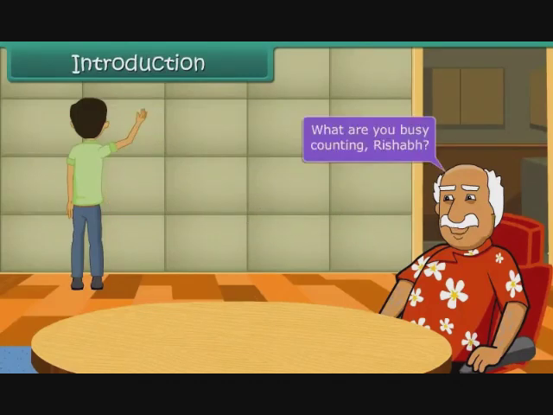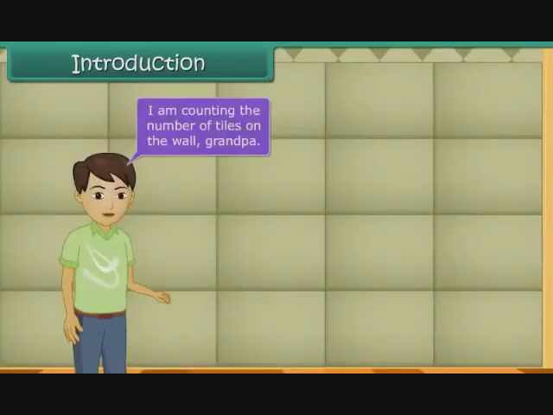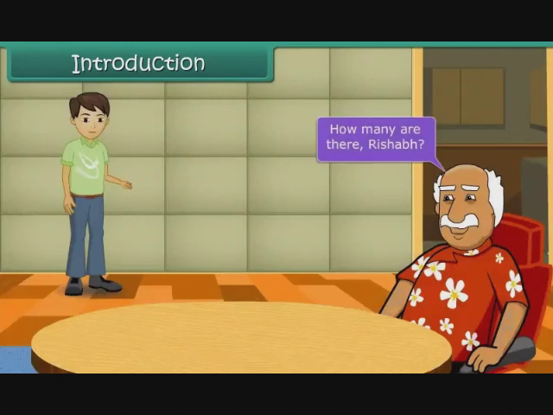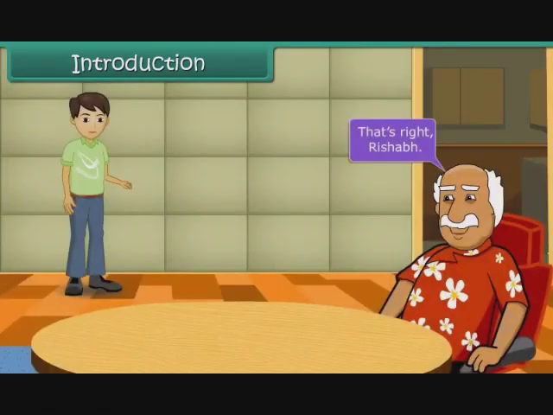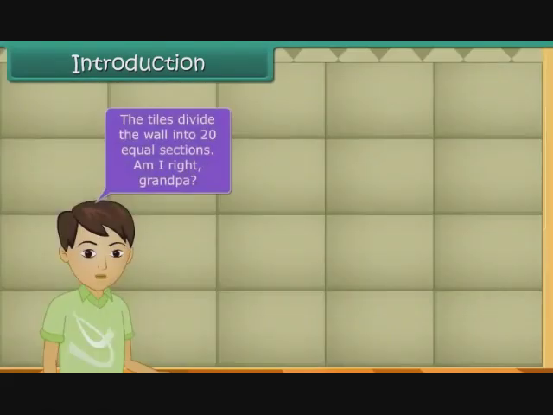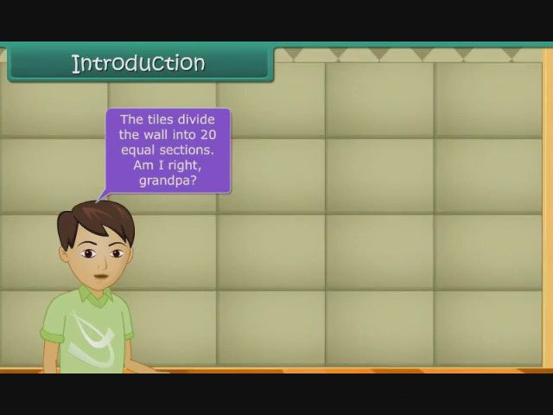What are you busy counting, Rishabh? I am counting the number of tiles on the wall, Grandpa. How many are there, Rishabh? There are 20 of them, Grandpa. That's right, Rishabh. The tiles divide the wall into 20 equal sections.